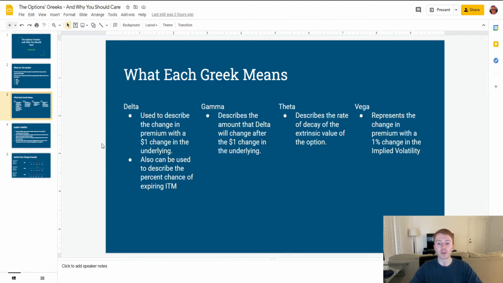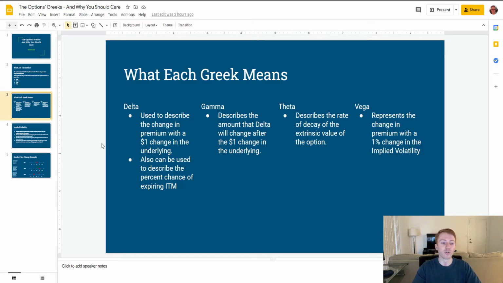Theta describes the rate of decay of the extrinsic value of the option. So again, options expire at certain dates, and the closer and closer you are to expiration, the more and more theta decay will go on with the option. We'll go over an example of how that plays out later on in this presentation. And then you have vega. Vega represents the change in premium with a 1% change in the implied volatility.